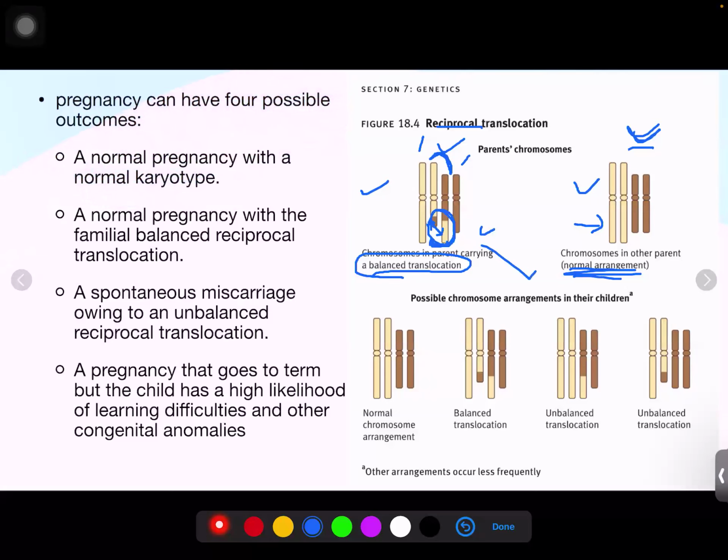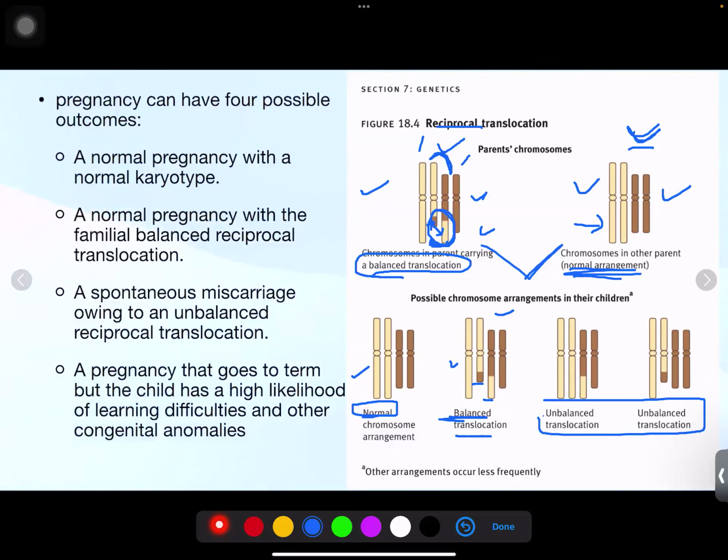And what happens when these two partners mate, and what are the possible outcomes in their offspring? They can have a normal chromosome arrangement, like one parent. It's totally normal. And what happens here? You see, this was one parent and it's also a balanced translocation. The chromosome number is the same. There is no extra genetic material. And these two are unbalanced.